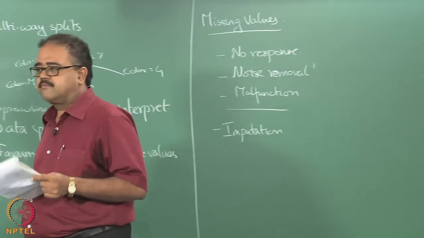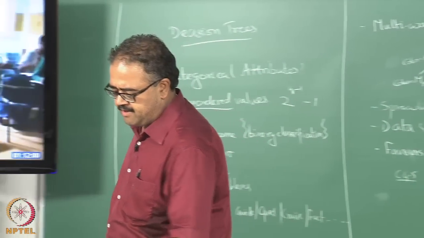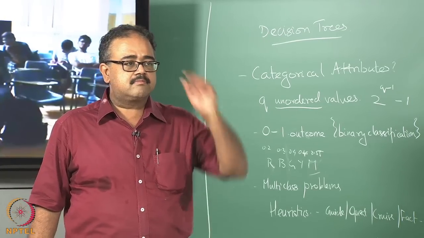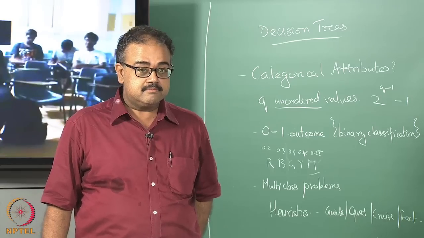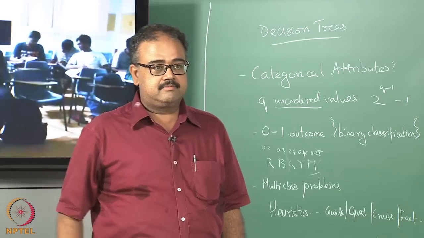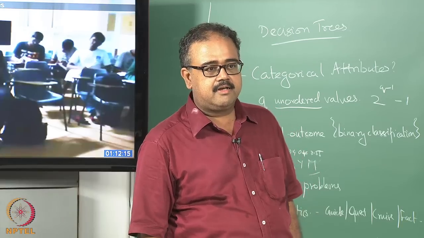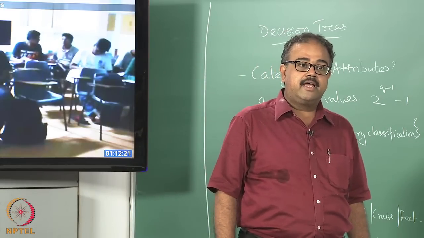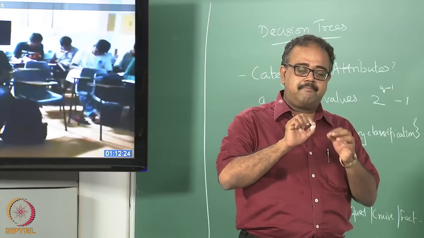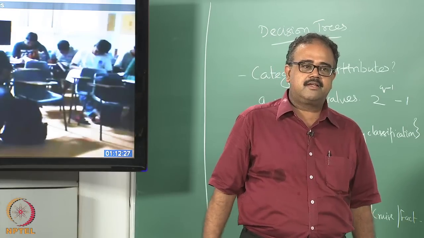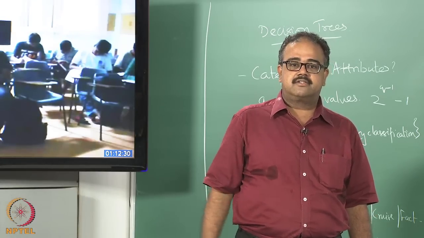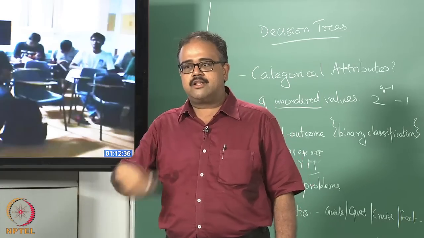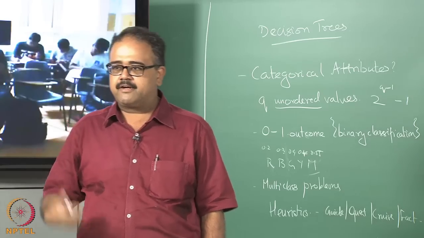Called imputation. Imputation is essentially filling in a value for the missing attribute. So, how do you fill in a value for the missing attribute? The simplest thing is to do the mean. You could do a regression on the attribute. In fact, the best way of doing regression on the attribute is to do it in a class conditioned fashion. Use the class also, because you are talking about the training data here, so use the class as part of your regression or part of your averaging.